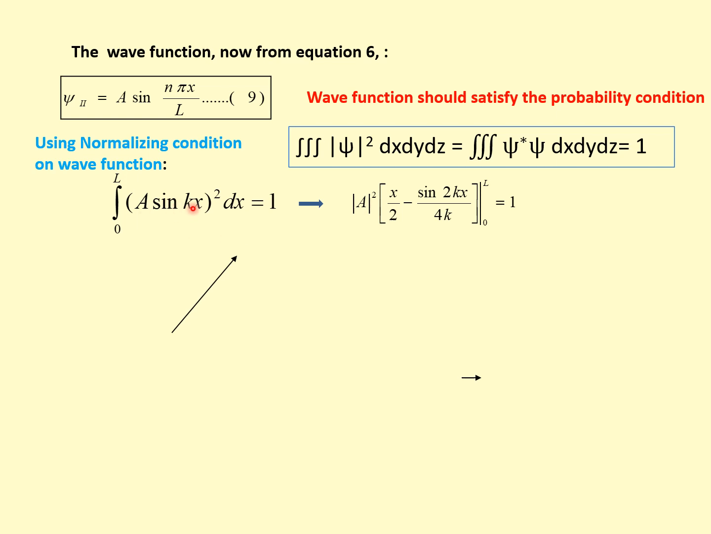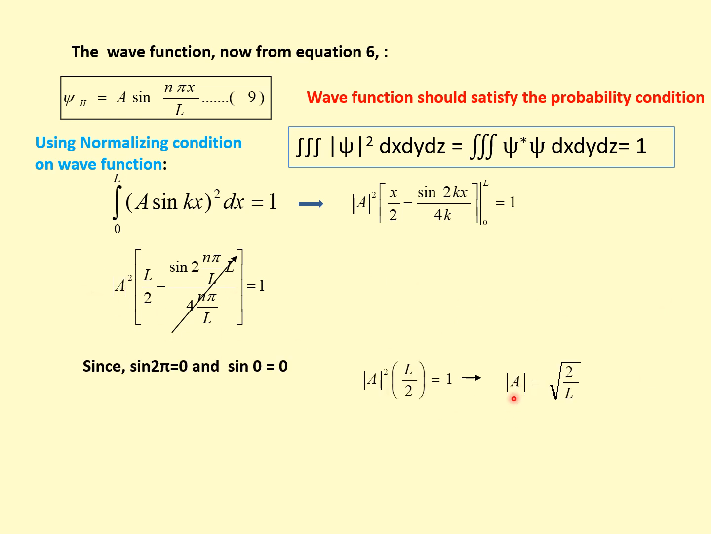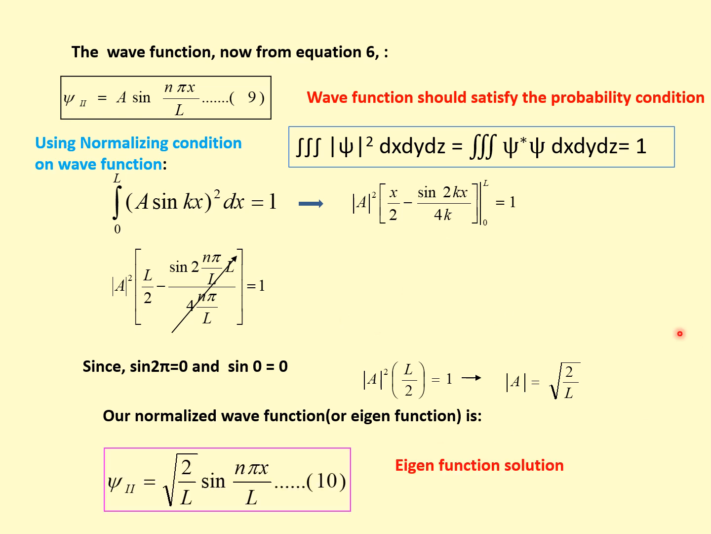So A square, and sine square kx can be written using the formula cos 2x equal to 1 minus 2 sine square x. So it will give us sine square x as 1 minus cos 2x by 2. So in place of sine square kx, we will write 1 minus cos 2kx divided by 2. And if we integrate and put the limits, we can find the value of this coefficient A, and it comes out as under root 2 by L, putting sine 2 pi as 0 and sine 0 as 0. Now the final form of the wave function psi, in the second region or for the free particle, is under root 2 by L sine n pi x by L. So this is the eigen function or the wave function.